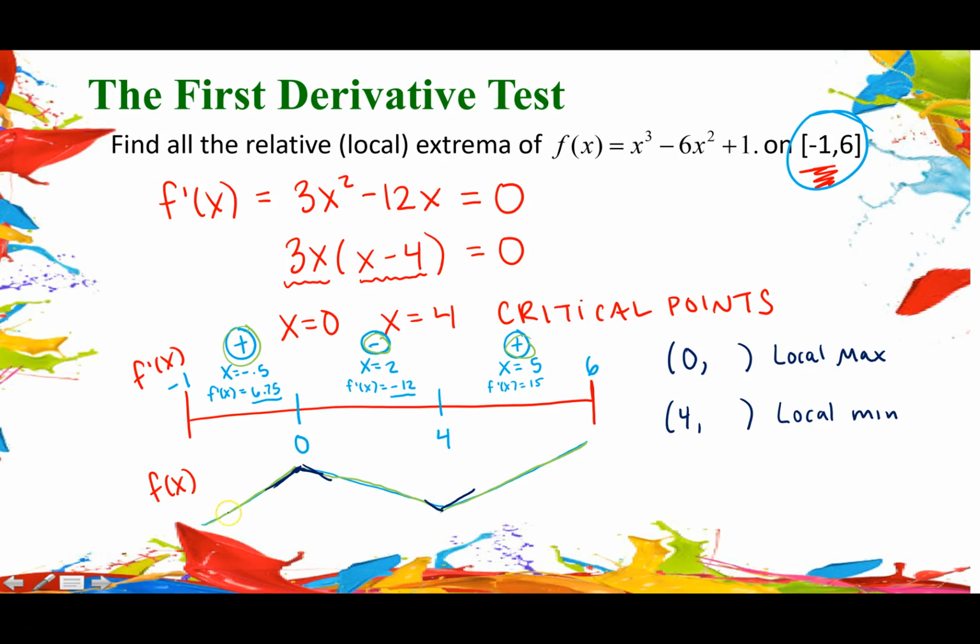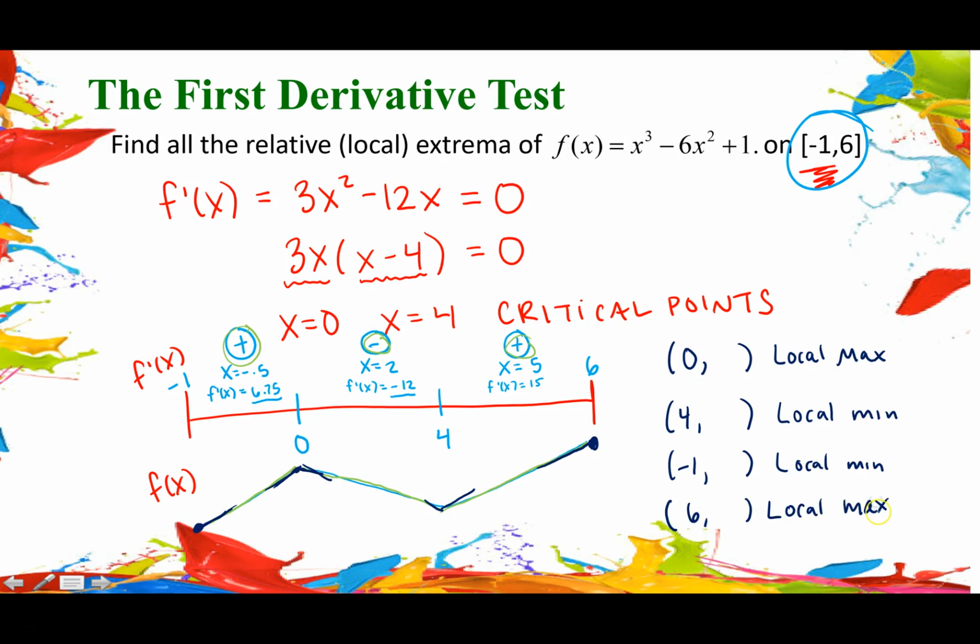And then don't forget about your endpoints here. This actually is right here. Think about it as being the end. This would be a local min as well, because on this side it is the lowest point in that general area. So at -1, we also have a local min. And then right here to 6, that would be a local max.